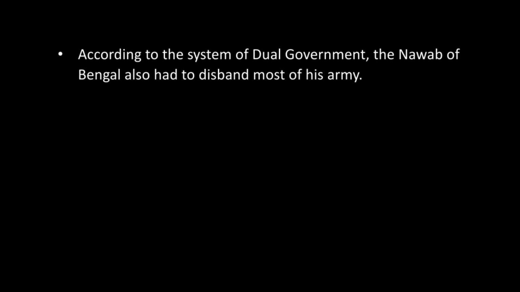According to the system of dual government, the Nawab of Bengal also had to disband most of his army. We have already seen the British had an army, but it was the duty of the Nawab to bear the expenditure for the army, though the Nawab had no power over it.